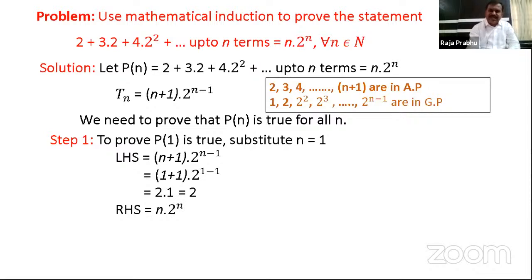Now let's go for the RHS also. RHS means the formula to be proved here, n into 2 to the power n. In this also, substituting n equal to 1, we get 1 into 2 to the power 1, which is equal to 1 into 2, which is equal to 2.